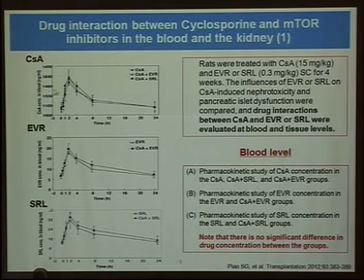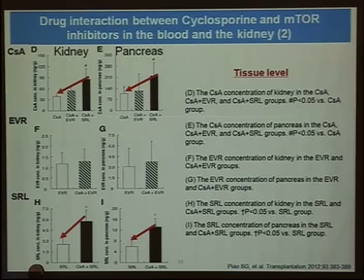So you see, at the blood level, if you draw a pharmacokinetic profile of cyclosporine alone or associated with Everolimus or sirolimus, there is no interaction at all. For Everolimus alone or Everolimus and cyclosporine, there is no interaction. Finally, sirolimus alone or sirolimus and cyclosporine, you've got no interaction. So at the blood level, they behave the same way.